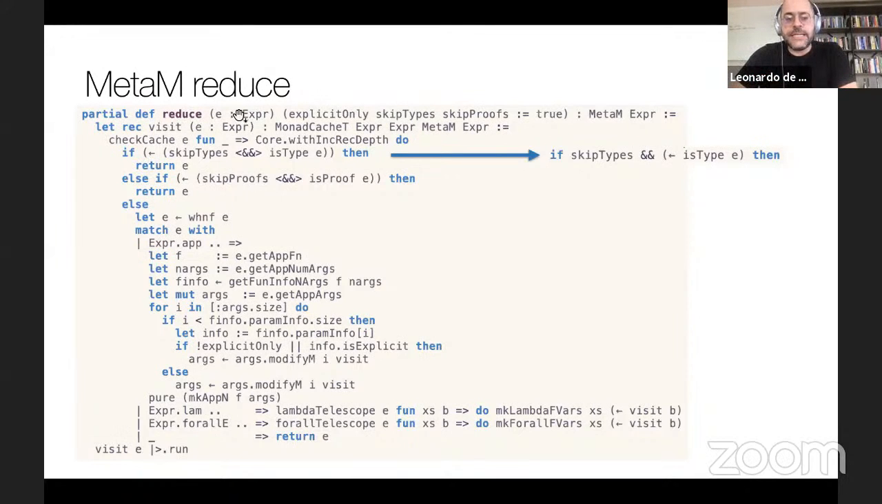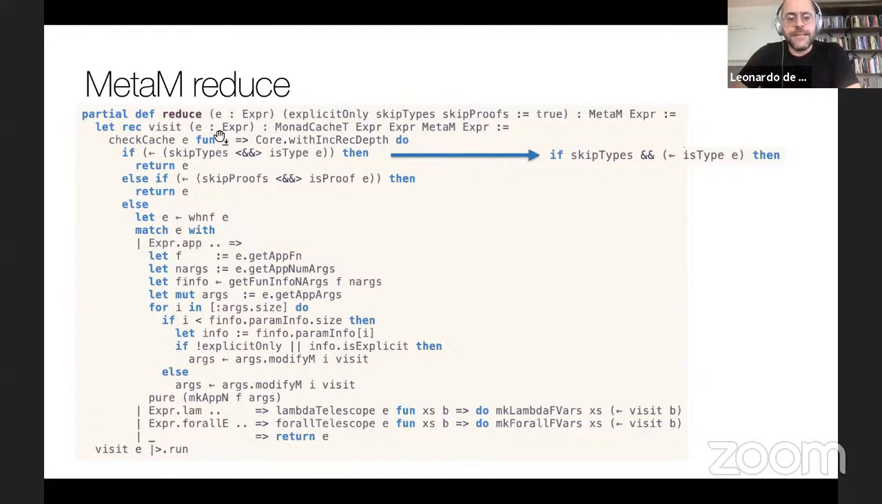For instance, reduce here, I'm writing something that's not going to put in weak head normal form. I'm going to reduce the whole term, right? And I have a bunch of options here. I don't want to reduce stuff that's implicit. The user is not going to see it anyway. Why do I want to do that, right? I can also have flags to skip proofs. Since you have definitional proof irrelevance, what's the point of reducing proofs? I can skip types because maybe I don't care.